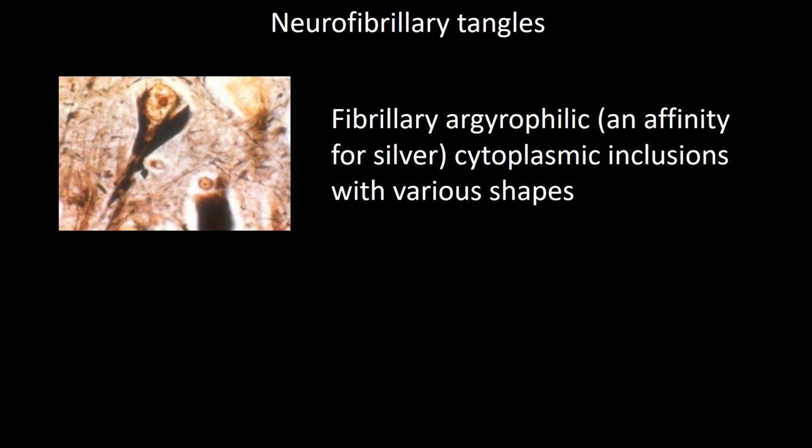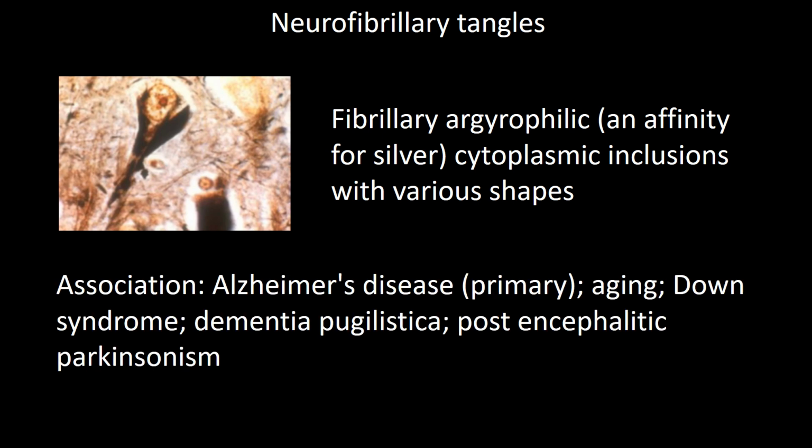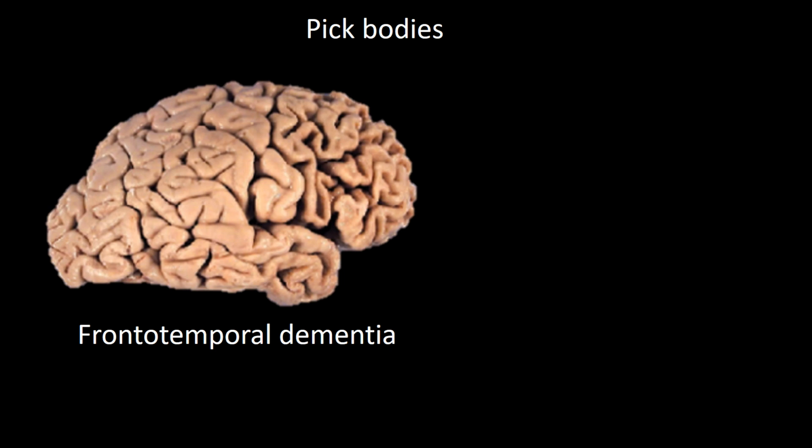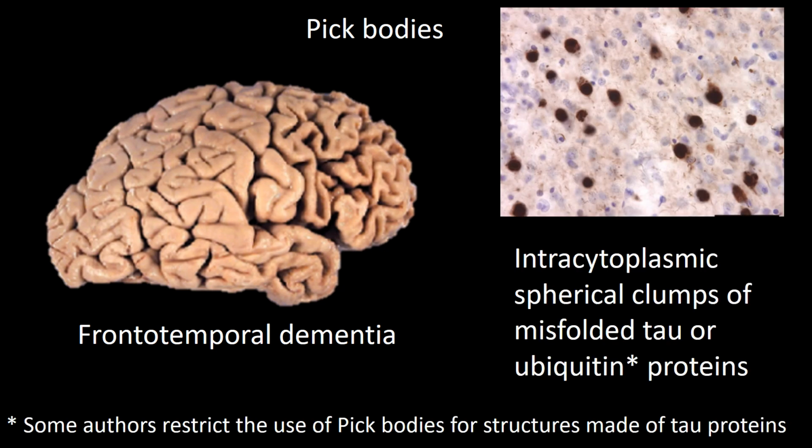Neurofibrillary tangles are fibrillary argyrophilic cytoplasmic inclusions. The inclusions have a variable shape. Neurofibrillary tangles are present in Alzheimer's disease, aging, Down syndrome, dementia pugilistica, and postencephalitic Parkinson. Pick bodies were called so because they were found in patients with Pick's dementia. In today's terminology, Pick's dementia is referred to as frontotemporal dementia behavioral type. Pick bodies are intracytoplasmic spherical inclusions.